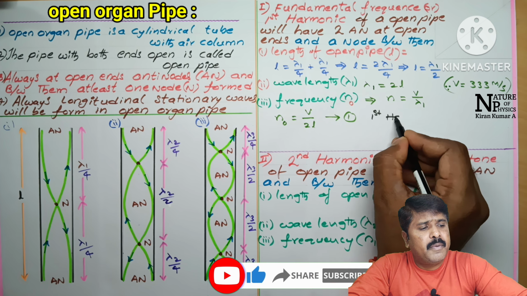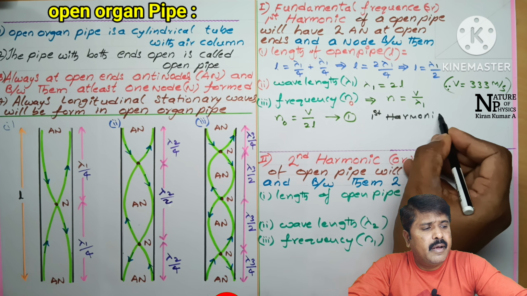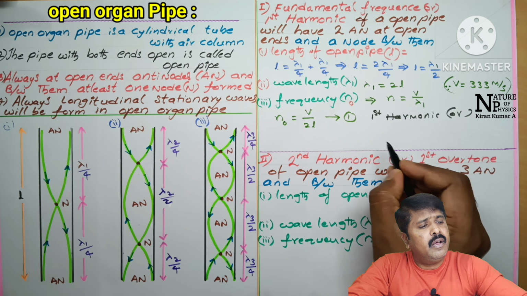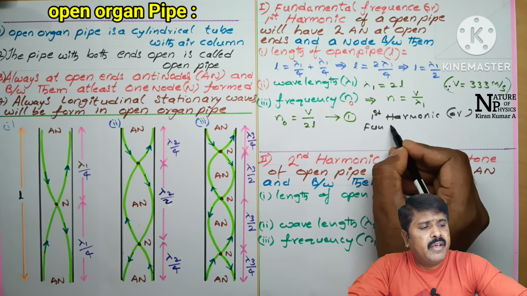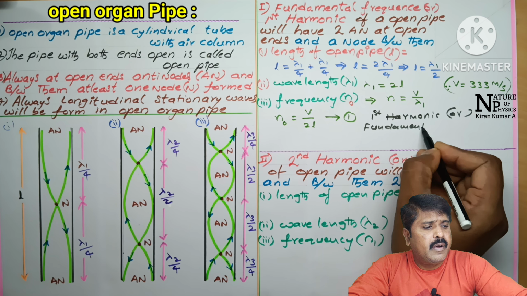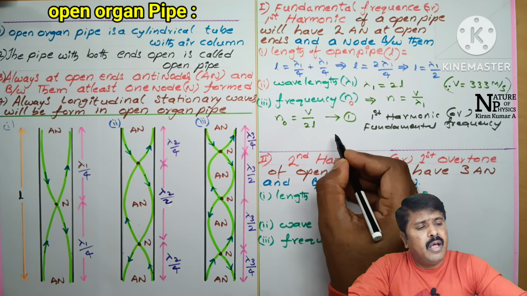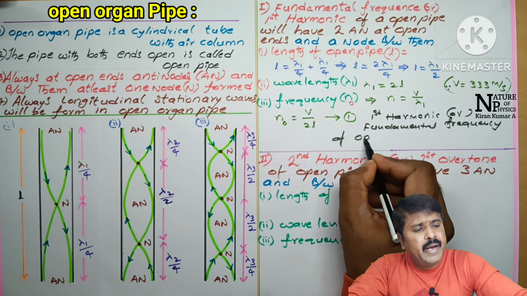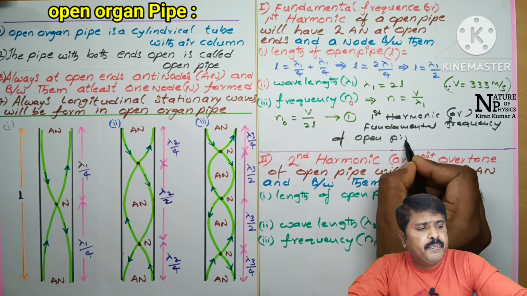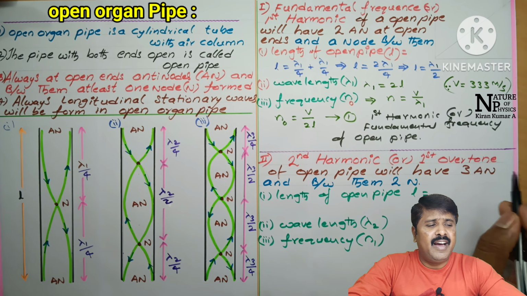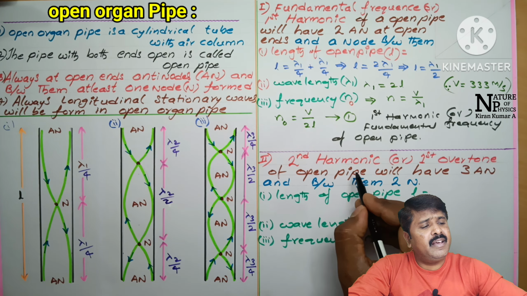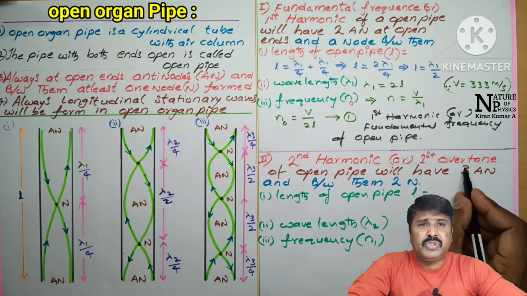First harmonic or fundamental frequency of open pipe. See student, and next I am going to explain the second harmonic or first overtone proof.